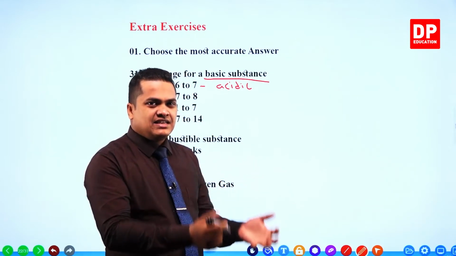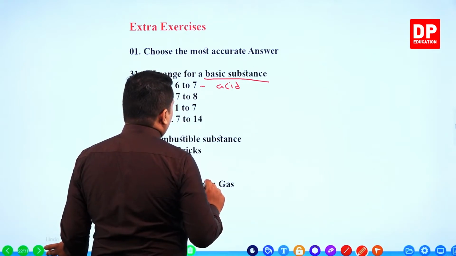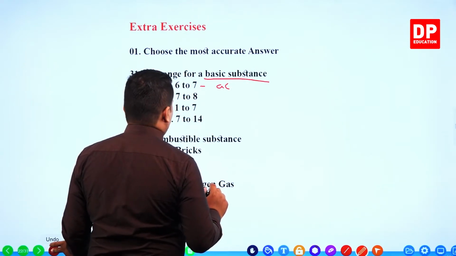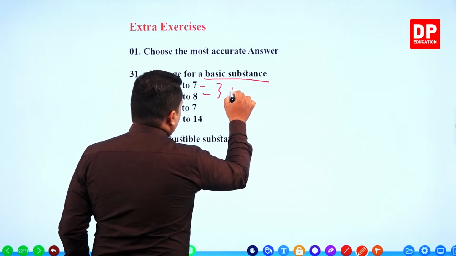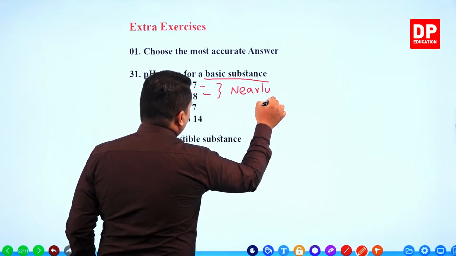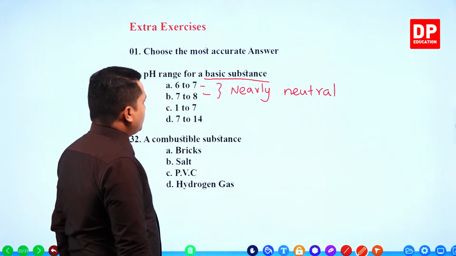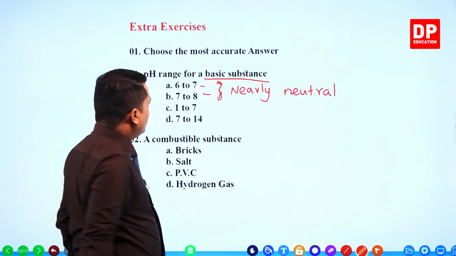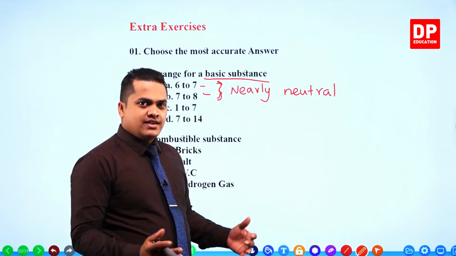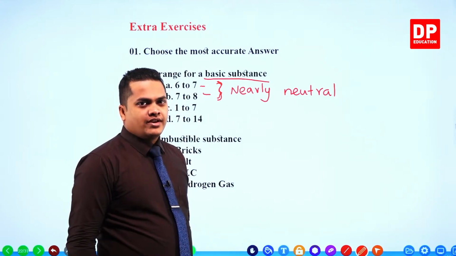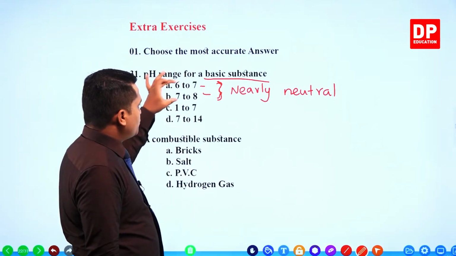So we can take these things as, I'll erase the acidic part. If you take both of these ranges, those things are much closer to 7. So therefore, both of these ranges are nearly neutral. Nearly neutral means actually it is neutral, right? More closer to neutral. So therefore, we can't take these two answers.